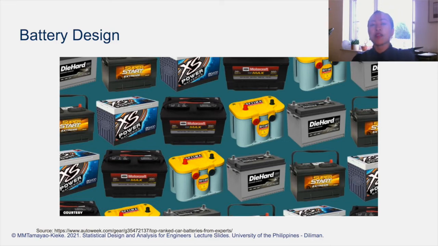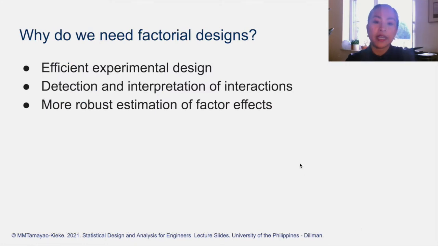Now, there are three advantages to using factorial designs. First, it results in efficient experimental design. Second, it allows for the detection and interpretation of interactions between factors. And third, it allows for more robust estimation of factor effects. Now, we will show this as we move along in this lecture, but let us first have some basic definitions and principles out of the way.